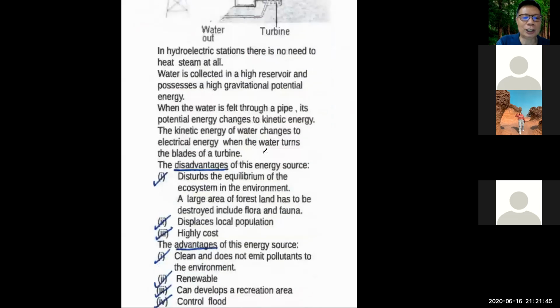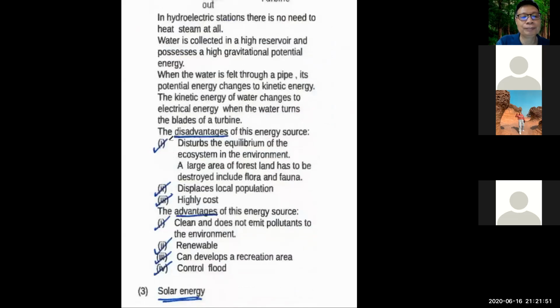The disadvantage. Why this one? Just now I said so good, now got disadvantage. What are the disadvantages? Disturb the equilibrium of the ecosystem. Yes. Large area of forest land has to be destroyed, affecting flora and fauna.